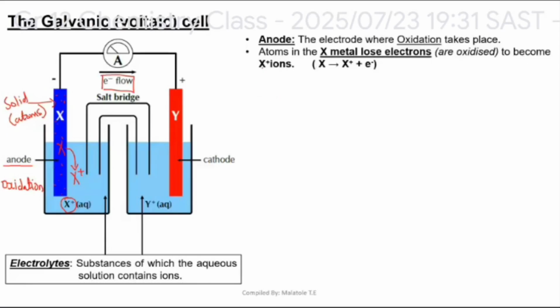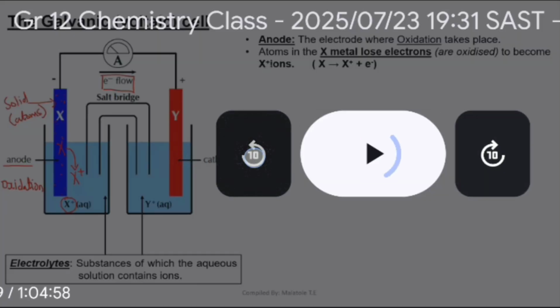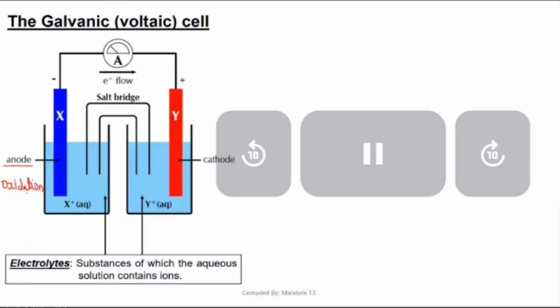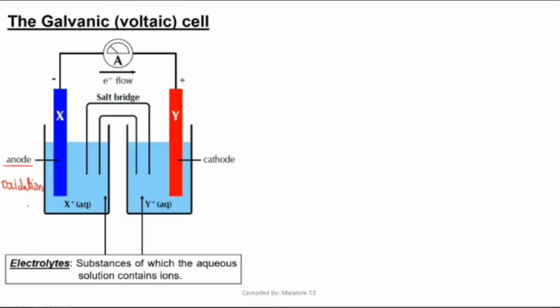to become X+ ions. I'm sorry, there's supposed to be a space between the plus and the ion there. Okay. Happening. We know that oxidation is the loss of electrons.